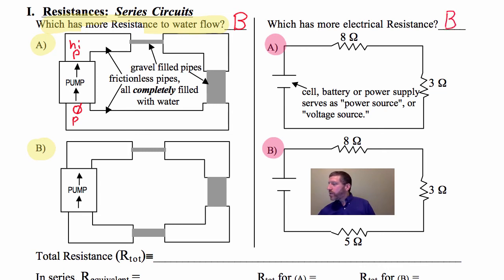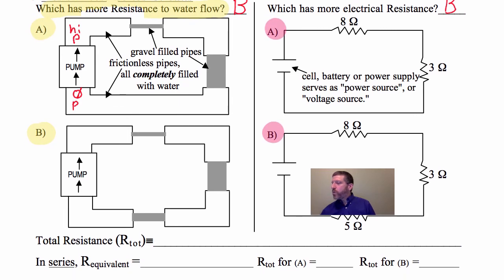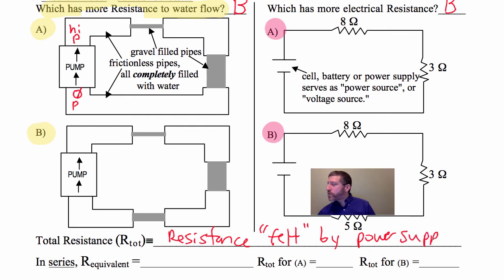Now, we have to understand what total resistance is. Total resistance, we are going to say, is the resistance felt or experienced by the power supply, or source of EMF, or voltage source. Of course, what do I mean by felt? If you took an ohm meter and put it in the place of this power supply, just put an ohm meter there instead of that battery, then you would be measuring the resistance felt by that power supply.